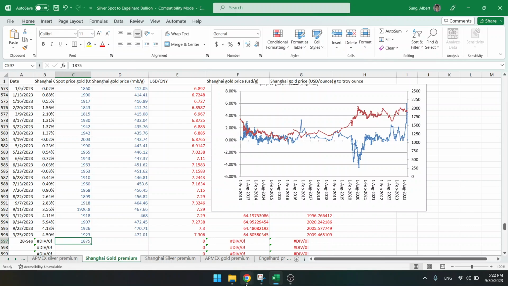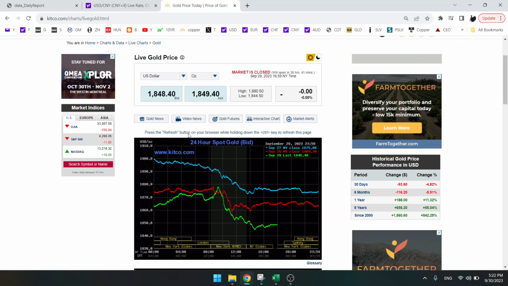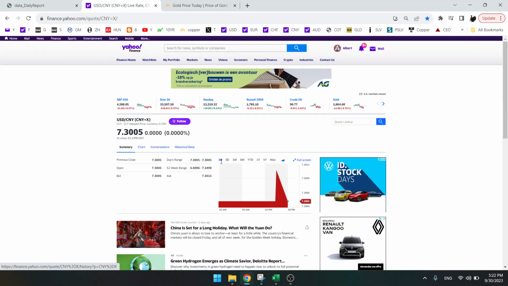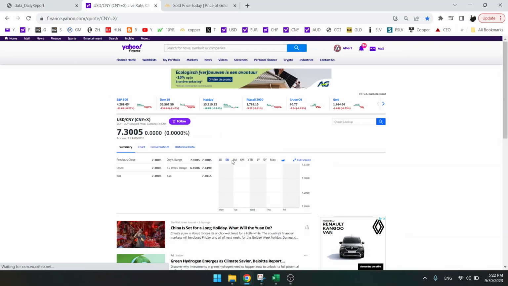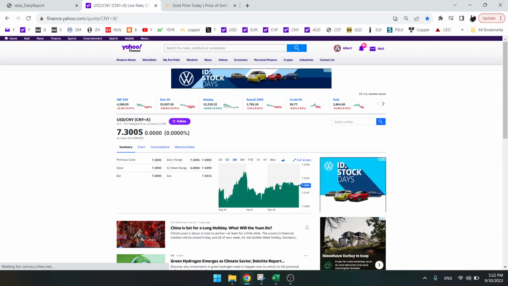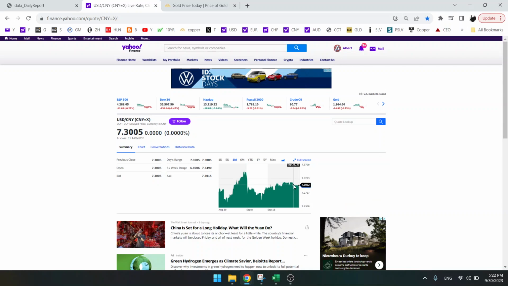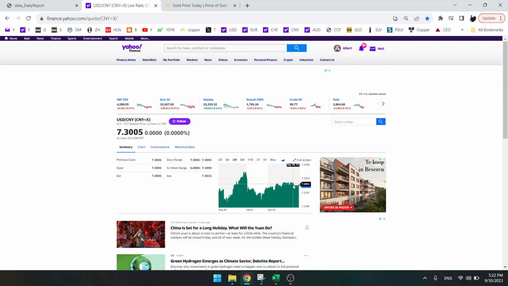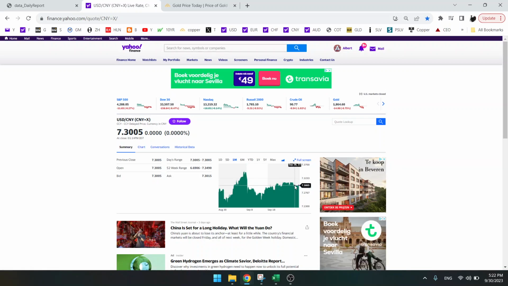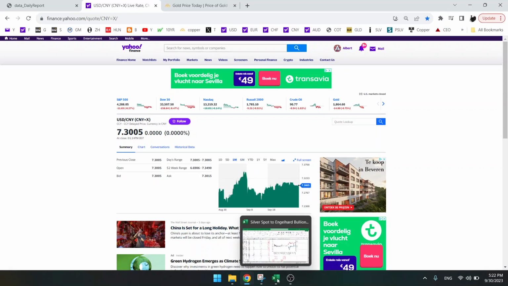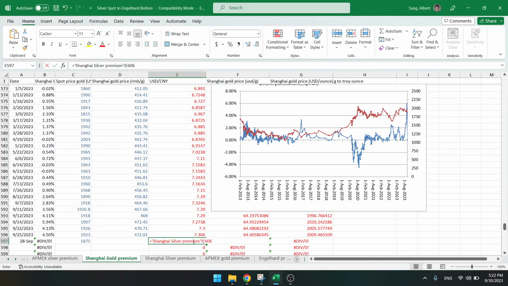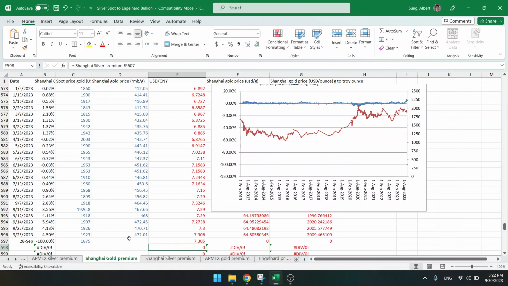What we also need is the yuan exchange rate. So for the 28th, we had around 7.305, right? 7.305. So we input 7.305 here.